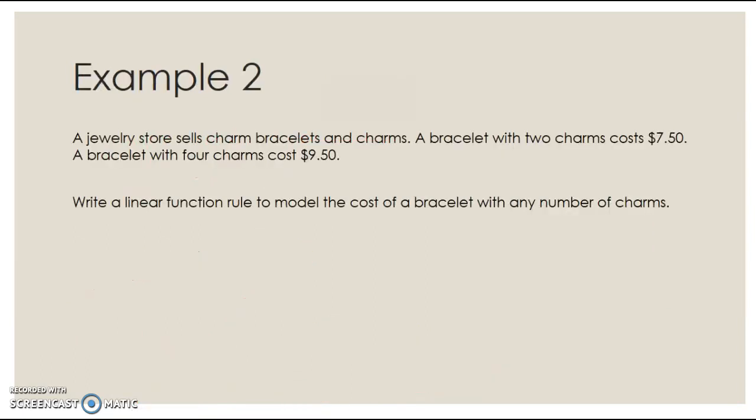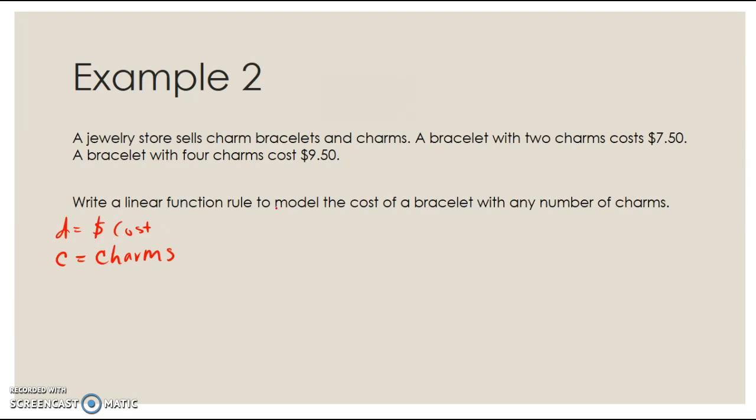So now we're looking at example 2. A jewelry store sells charm bracelets and charms. A bracelet with 2 charms costs $7.50 and a bracelet with 4 charms costs $9.50. Write the linear function rule to model the cost of the bracelet with any number of charms. So I'm going to make D be our cost, right? D for dollar, that's why I chose D. And C is going to be charms.